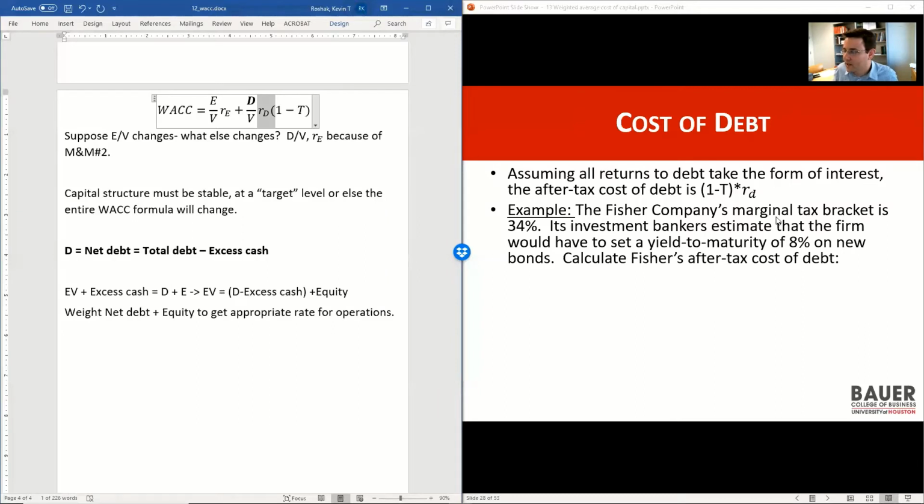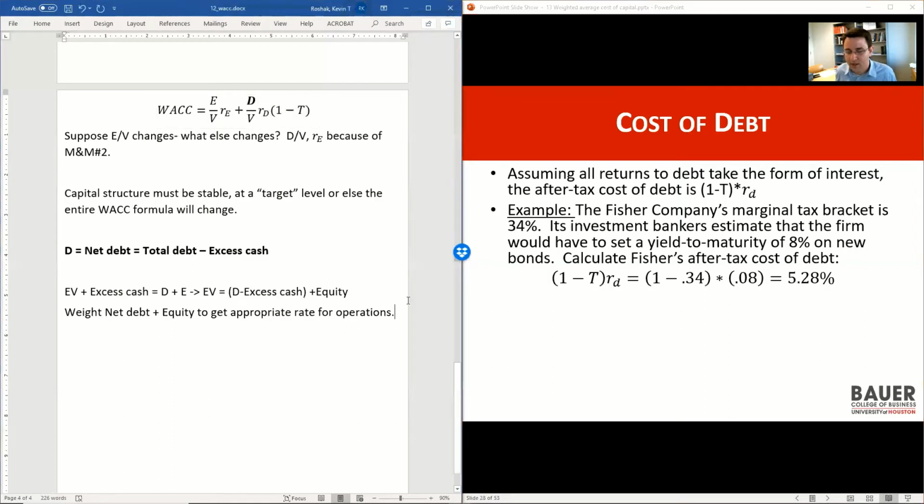If we have this company, what is the cost to us? Well, we said it's the after-tax cost of debt. We have what the bondholders require, RD. We multiply that by 1 minus T to get the true after-tax cost to the company. So this company has a tax bracket of 34%. The investment banker estimates that the yield to maturity of a bond would be 8%. Calculate the after-tax cost of debt. Well, we get 5.28%. Okay, so we're comfortable with this.